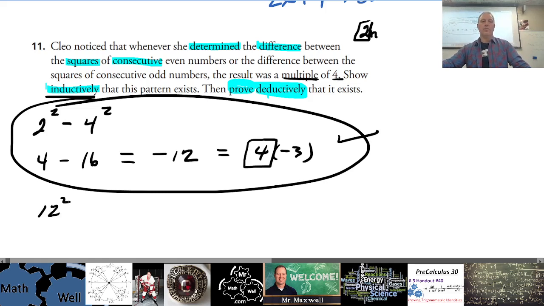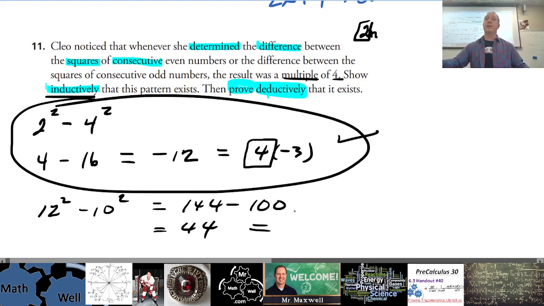Let's do 12 squared minus 10 squared. Let's go the other way around. So consecutive evens. That's 144 minus 100 equals 44. Can 44 be written as a product of 4 times some integer? Sure can. 4 times 11, right? So there you go. 4 is a factor, therefore it is a multiple of 4.